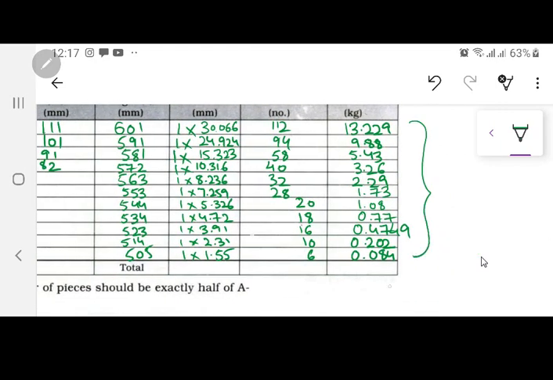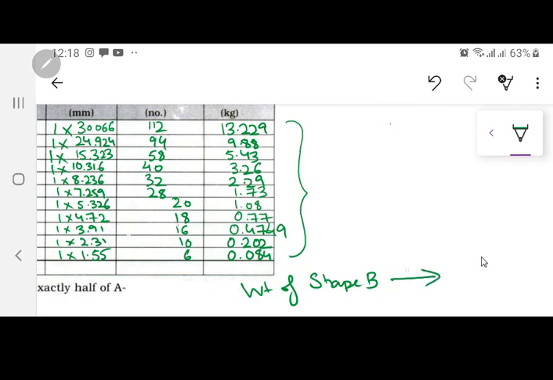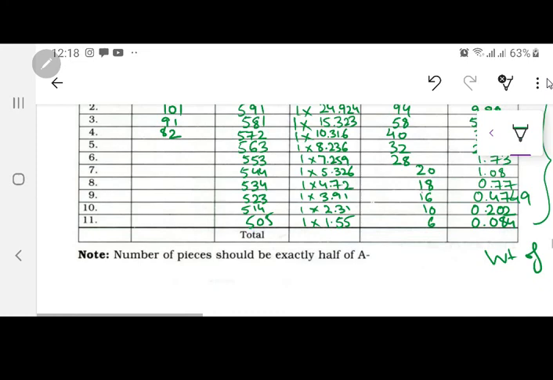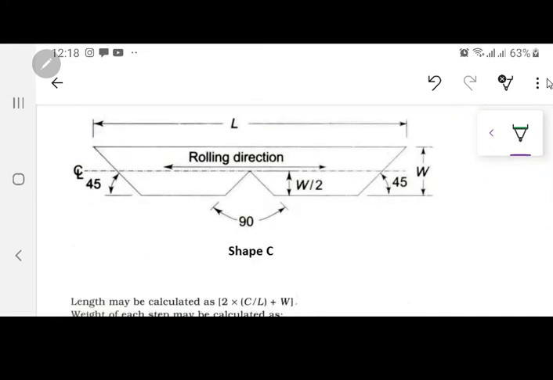This will be the weight of shape B. Add all these and give me the weight of shape B. As compared to section B, you are very slow. 38.425 kilogram. Okay, I still have shape C, but do this one yourself.